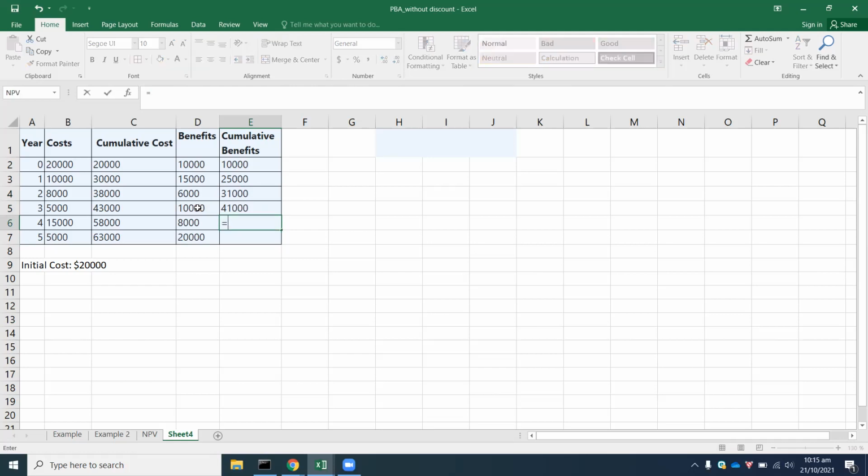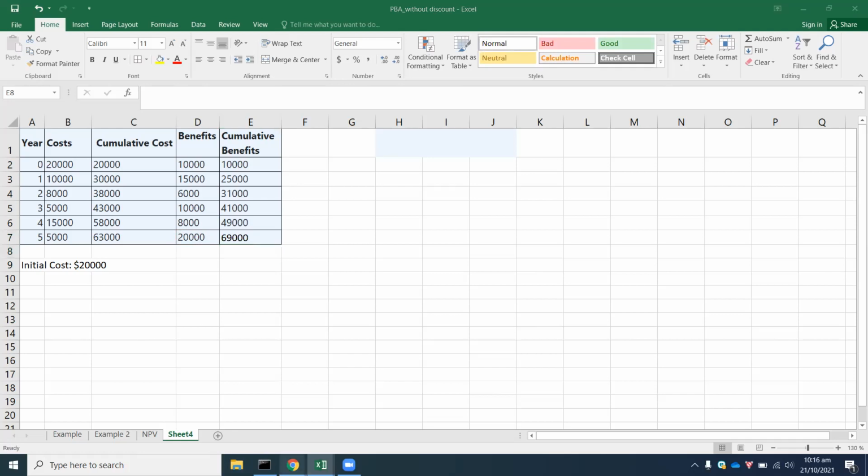Next up is total benefits for year 3 plus the benefits for year 4, which gives you cumulative benefits of $49,000 for year 4. To find the cumulative benefit for year 5, equal sign, and then total benefits for year 4 plus $20,000, that's the benefit for year 5, $69,000 in total.